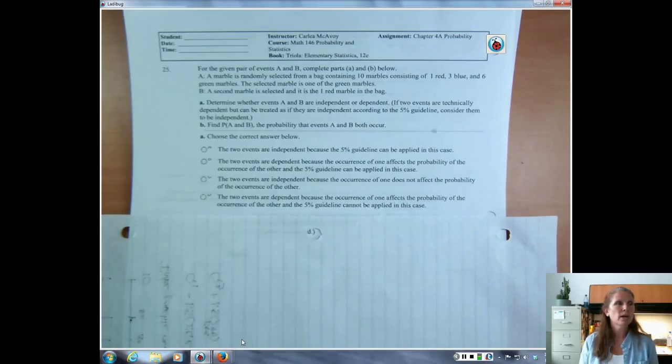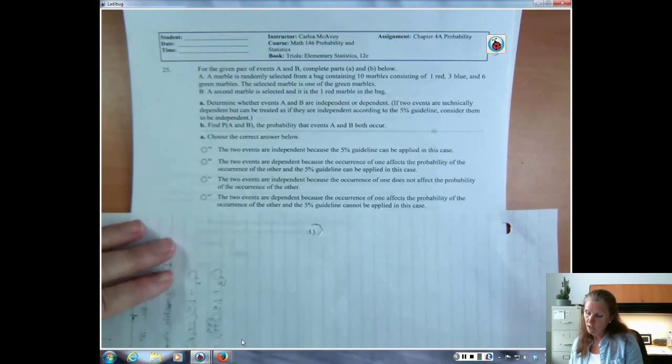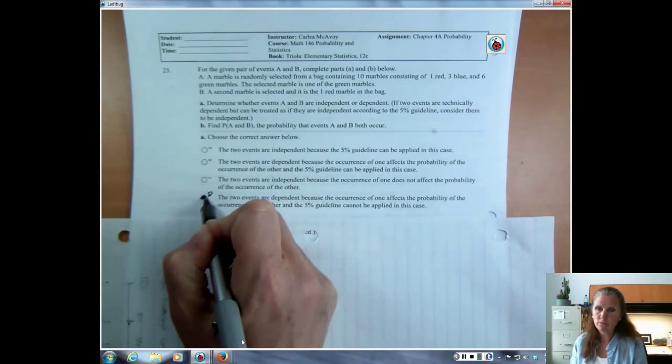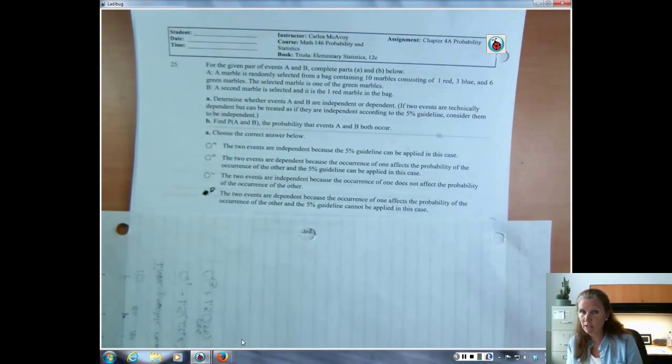Well, the thing that's bugging me about these problems is they don't say whether they put the marble back in, so I'm assuming they didn't, but they really should say they didn't replace it. But anyway, the two events are dependent because when you change the number of marbles in the bag, you've changed things, right? One affects the other. So that's this one. They are dependent. You took out a marble, you changed things. If you put it back in, then they could be independent.